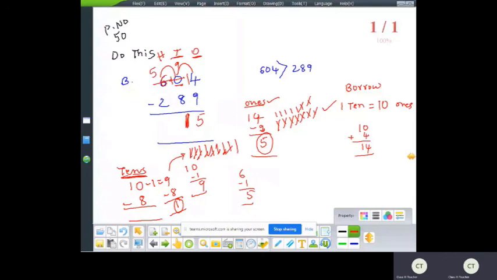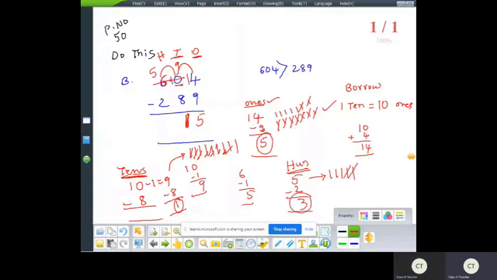Now subtraction on hundreds. In hundreds, the digits are 5 and 2. 5 minus 2. 1, 2, 3, 4, 5. From 5, we have to remove 2. After removing 2 lines, there are 1, 2, 3, 3 lines. 5 minus 2 is equal to 3. This answer 3 goes right under hundreds.